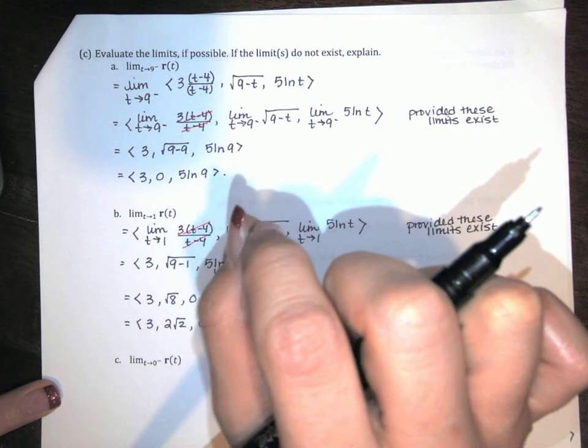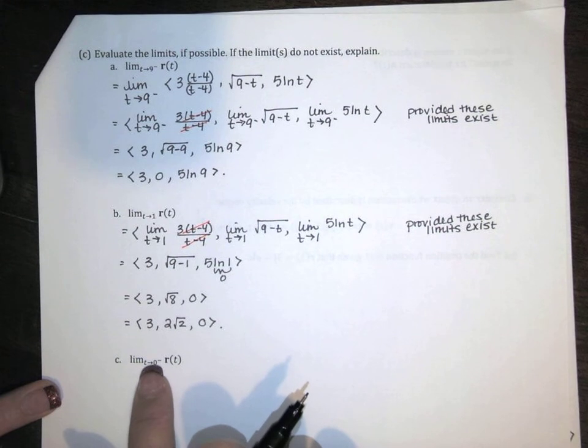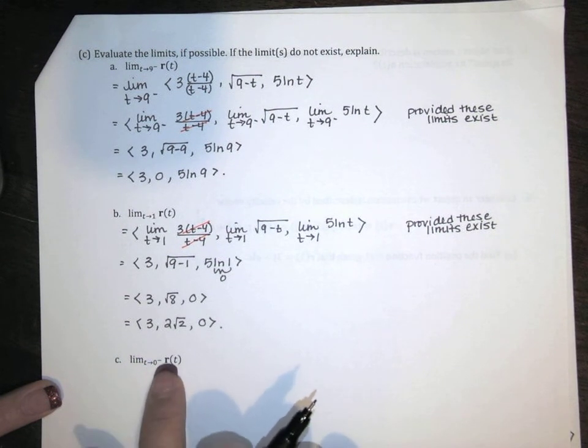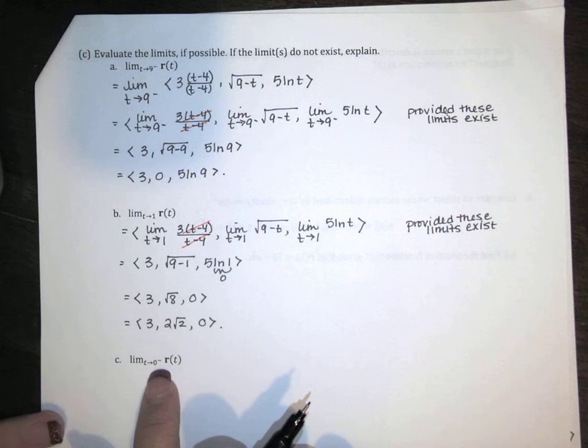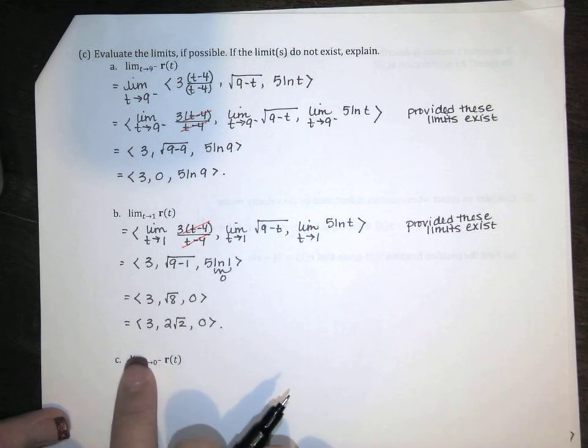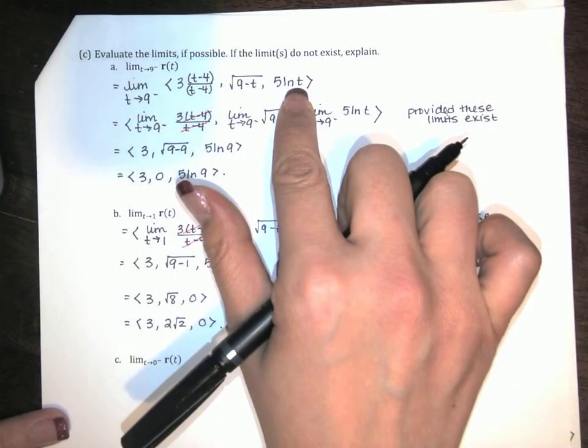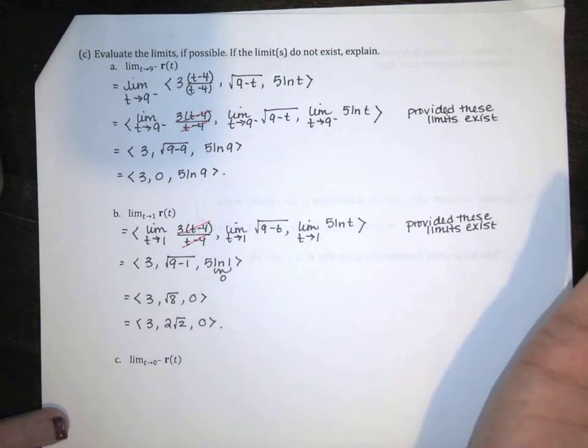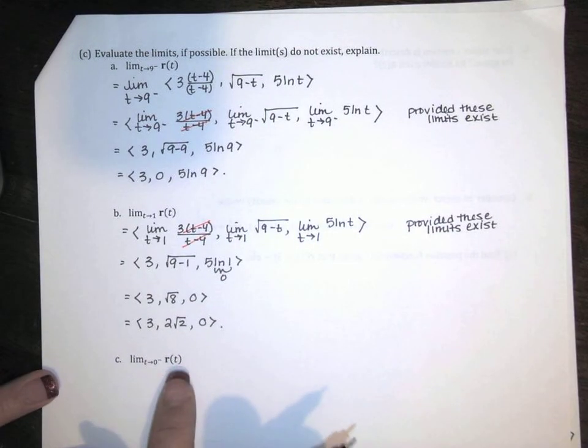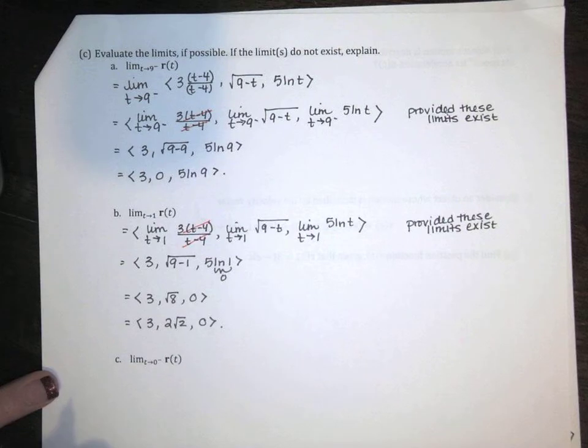Another way of thinking about it is, remember, if we're approaching 0 from the left, that's a tiny negative number we're plugging in. So I'm plugging in negative 0.1, negative 0.01, negative 0.001, negative 0.0001. And these are tiny, tiny negative numbers. I can't take the log of a negative number, and I can't take the log of 0. So this limit does not exist because the limit of z of t does not exist.